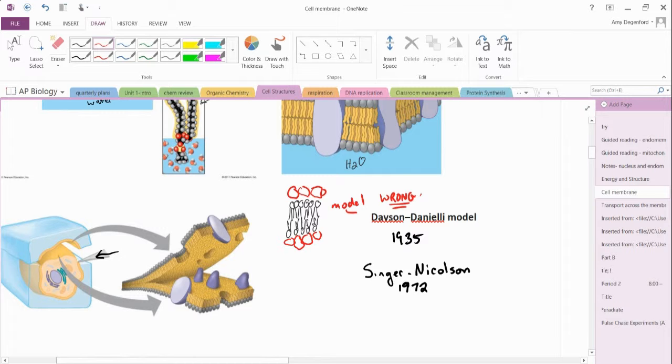They went through and they critiqued and they understood. And then eventually when Singer and Nicholson, these two scientists, came along, they proposed what we now accept as the fluid mosaic model. The reason that the Davison-Donnelly model was unsatisfactory is that proteins are very complex molecules. And in some proteins, you might have a region that is nonpolar.